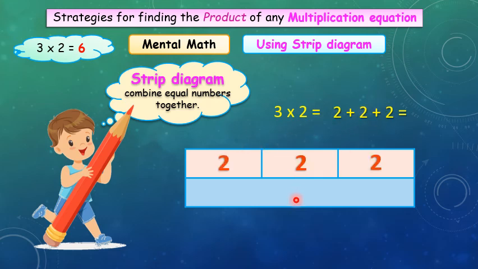2 plus 2 plus 2. Like this. Then 2 plus 2 plus 2 equals 6.